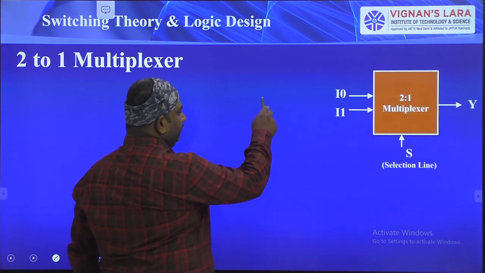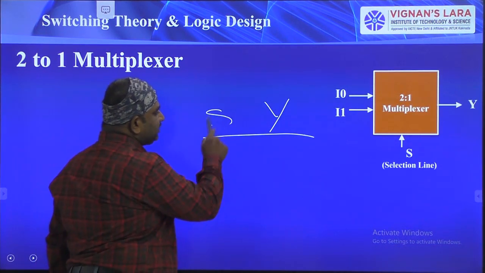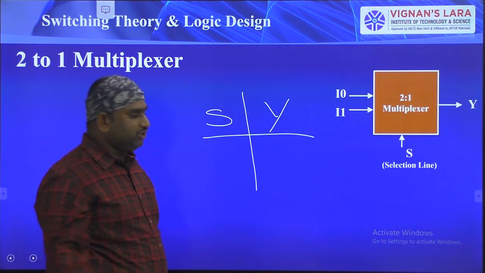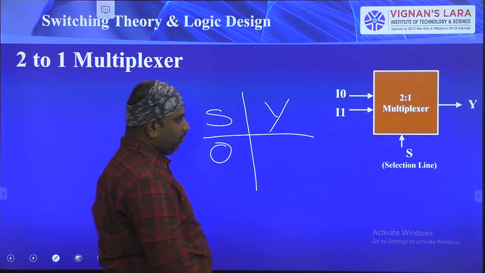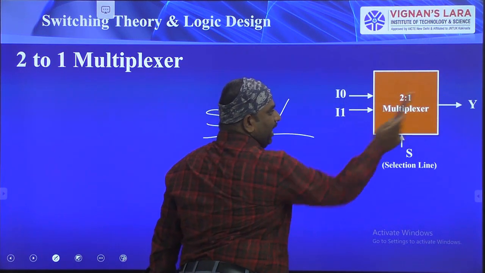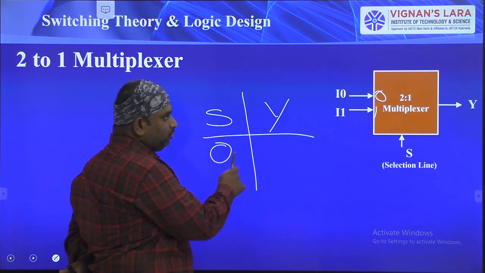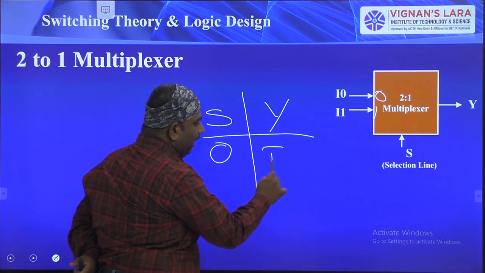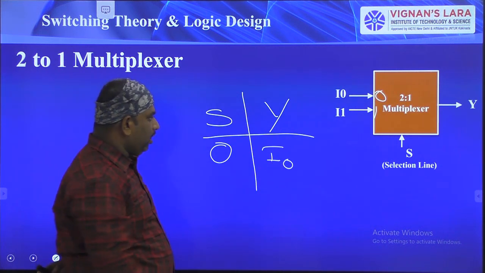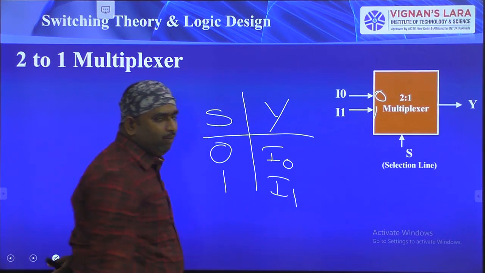Now what is Y? For defining Y, you need a selection line. If S is equal to 0, the first input goes to Y. So this is 0, this is 1. If S is equal to 0, Y is equal to I0. If S is equal to 1, output Y is equal to I1.